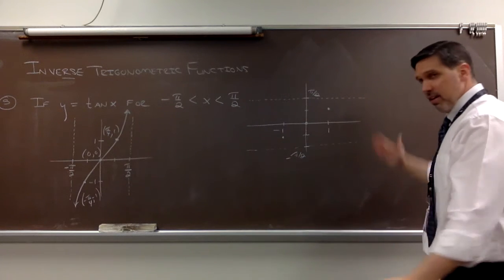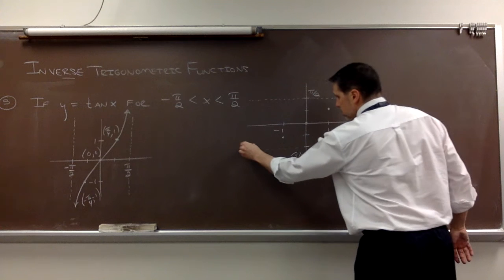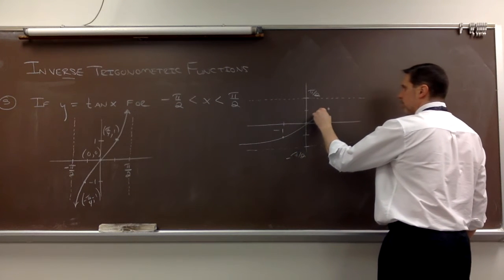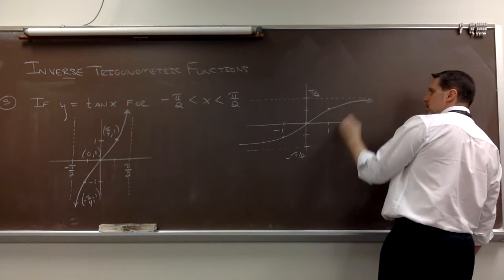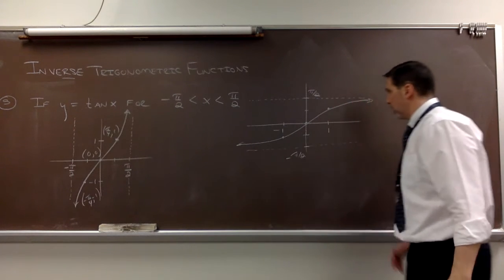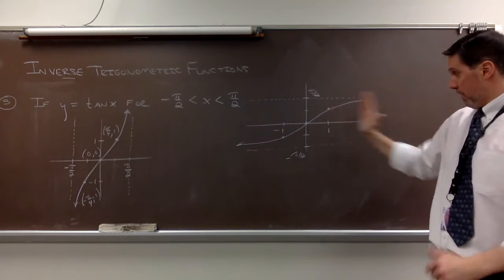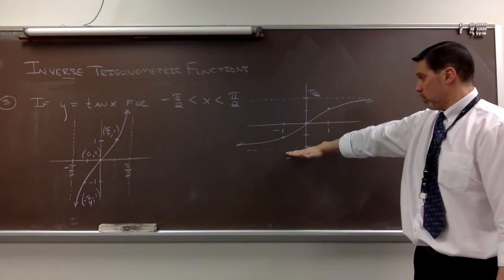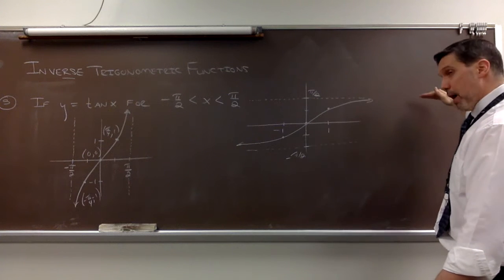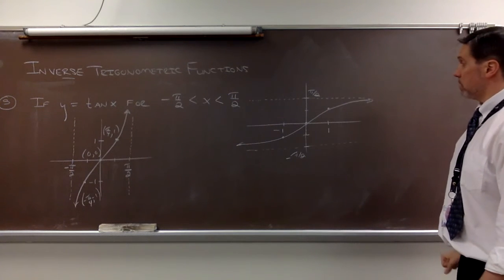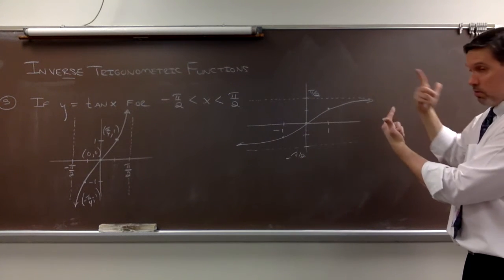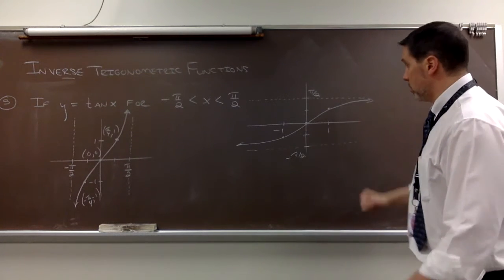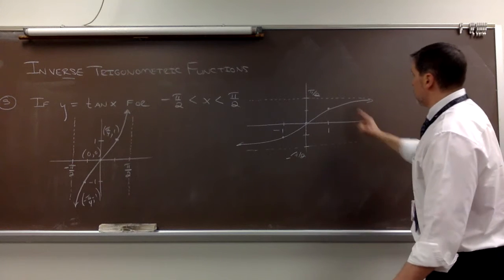It's basically that thing laying on its side. But it approaches two different values as you head to infinity or as you head to negative infinity. As tangent inverse heads to negative infinity, it approaches negative pi halves, the horizontal asymptote. As it heads to positive infinity, it approaches positive pi halves. So it's approaching two different asymptotes, depending on which infinity it's heading to. So this would be your tangent inverse.